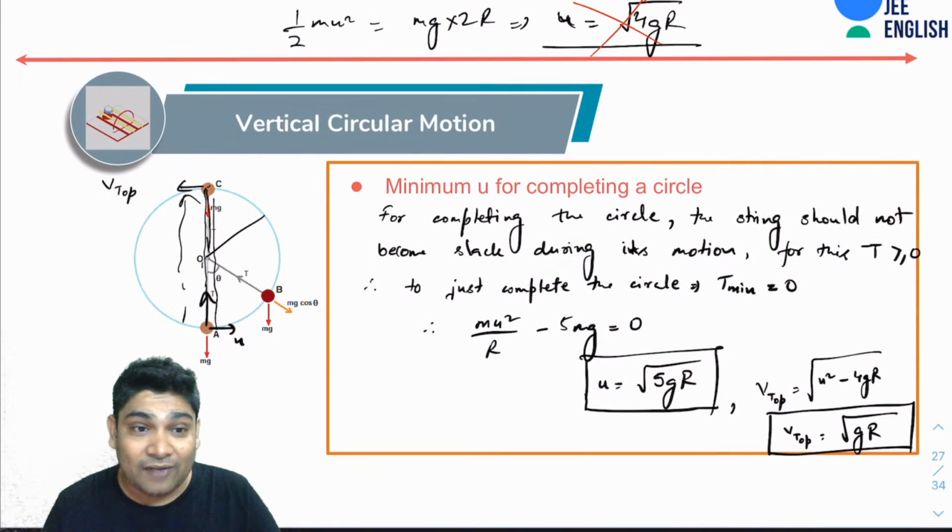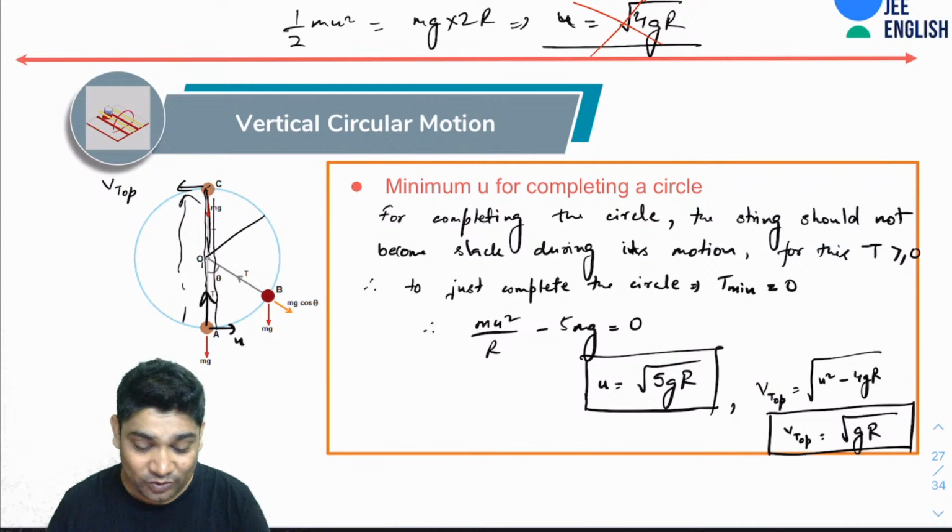Okay, so Pavan, as I was saying, I hope you got the answer to this. Pavan, did you get why we are not using root 4 gr or 2 root gr, which you thought would be the correct answer?